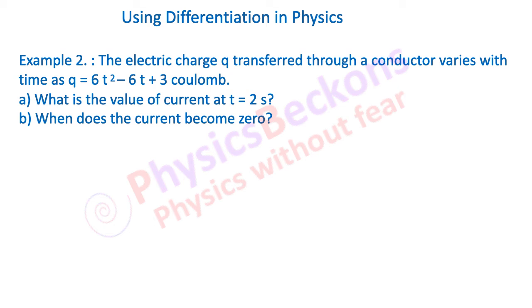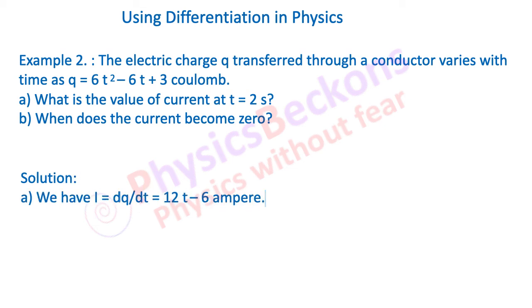From our knowledge in physics class 10, we know that the current is the rate of flow of charge, that is I equal to dq by dt. So you have to differentiate the expression for charge. 6t square differentiated gives you 12t, and 6t differentiated gives you 6, and the differential of 3, the constant term, is 0. So the current is 12t minus 6 ampere.